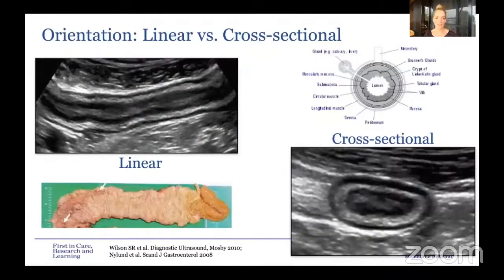There are two orientations. There's linear and cross-sectional. And we interrogate the bowel in both orientations. So this here you can see is that nice linear pattern. That's what it looks like macroscopically. And you can see again those layers of the bowel wall with the lumen in the middle. And this is your nice cross-sectional image. And again, that's what that represents here with the lumen in the middle and your nice striped layers of your bowel wall. It's important to note in your reporting which orientation you're taking your bowel measurements from.